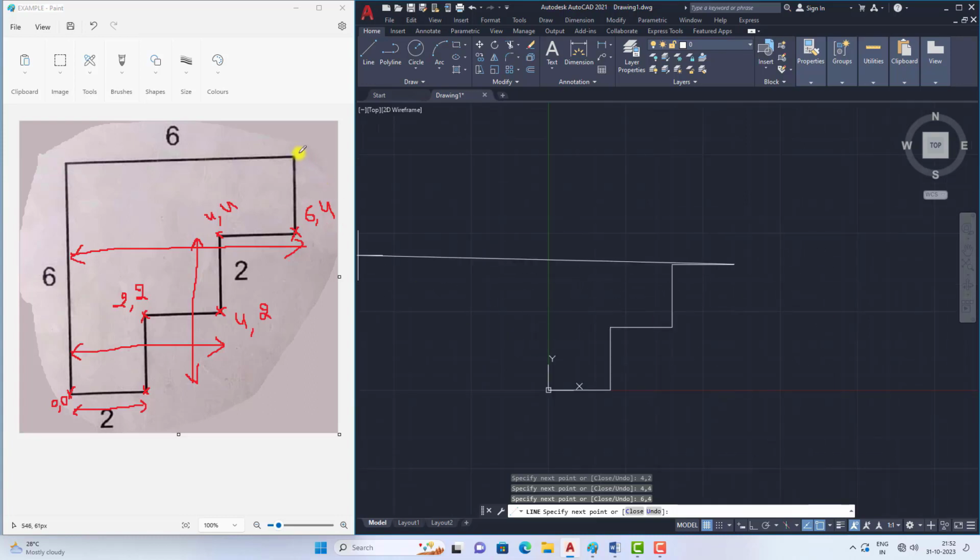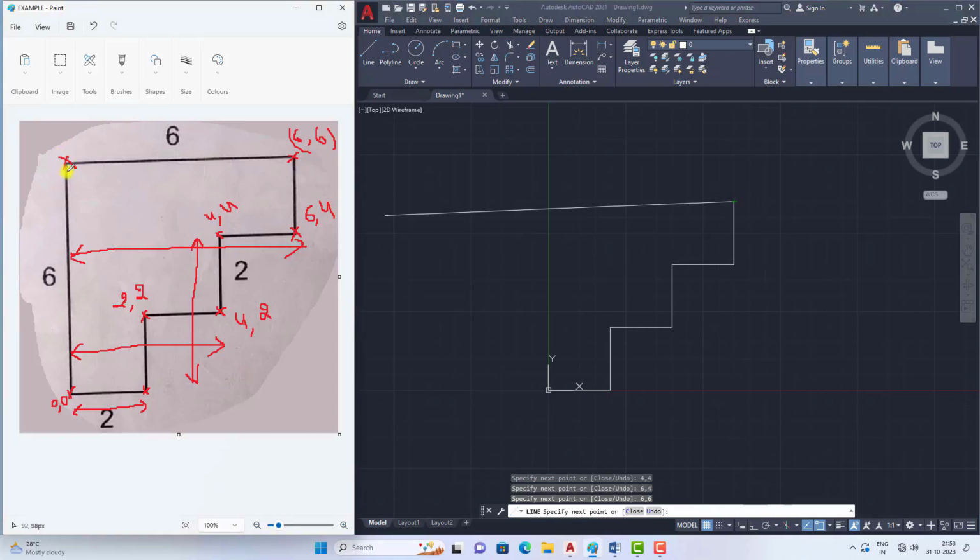And now calculate the coordinate values to this point. How much do we need to move in x and y? So this is the point. In the x direction we need to move 6, and in the y direction also we need to move 6. So this is the point. If you give 6, 6, then the point will go to this point.